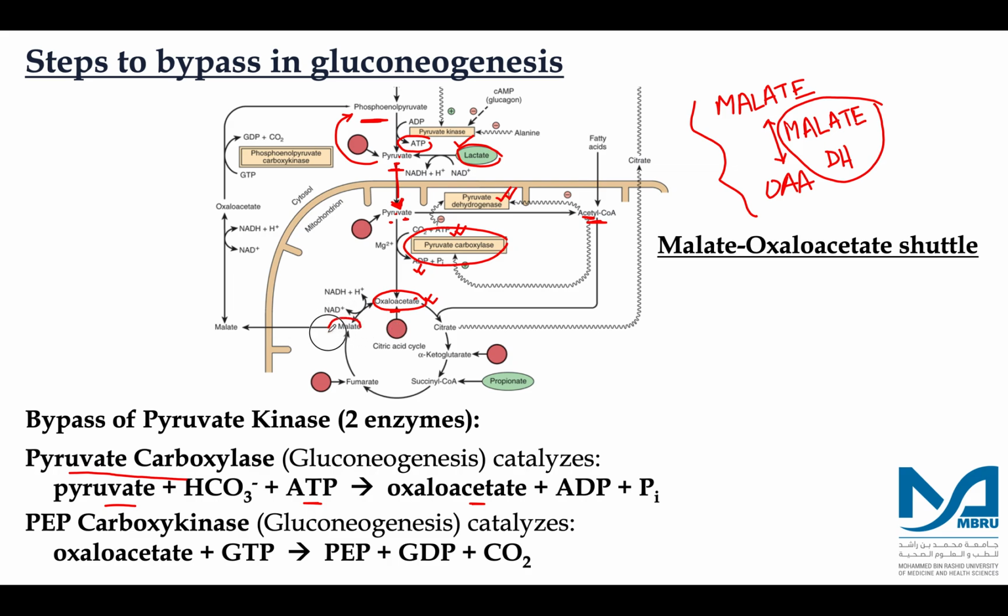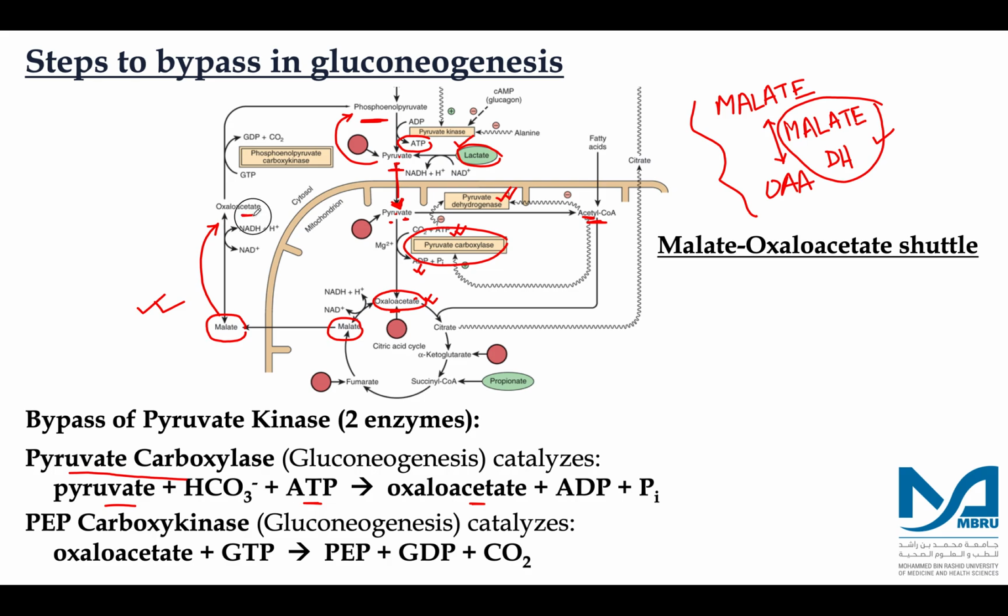This malate that is formed inside the mitochondria comes into the cytosol by a transporter, and once malate is in the cytosol, it is converted back to oxaloacetate by cytosolic malate dehydrogenase. So malate dehydrogenase has two forms, a cytosolic form and a mitochondrial form. Remember that what is inside the mitochondria is compartmentalized and it cannot come out. So once malate is transported into the cytosol, it is converted to oxaloacetate again by the cytosolic form of malate dehydrogenase.